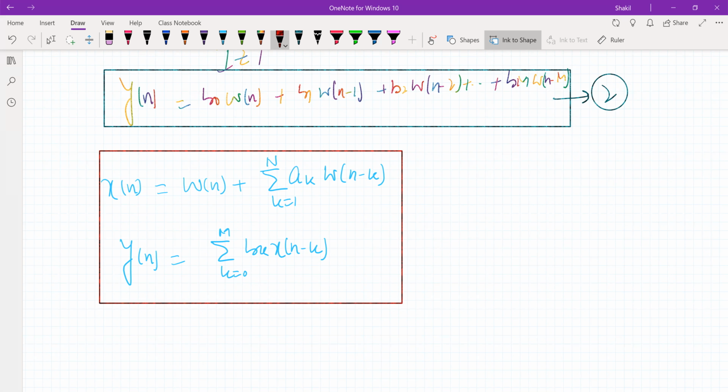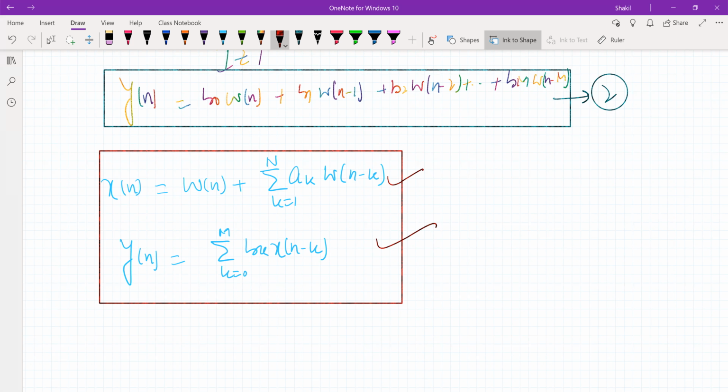Now our input to the system is x of n, and our output from the system is y of n. So how do we realize this structure? That is the question. First we'll do the first part, and then we'll do the second part.